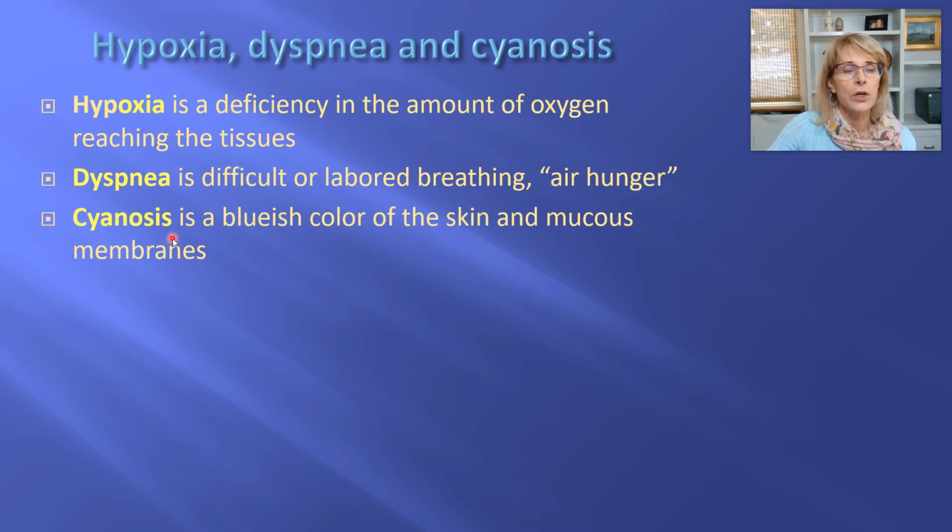Let's talk about cyanosis. Cyanosis is a blue color of the skin and mucous membranes. Mucous membranes, those are your gums or the inside of your mouth or the inside of your eyelid. So if that starts to look blue, that is called cyanosis. And cyanosis is a sign that at least that part of the body has severe hypoxia, right? If a patient's face is turning blue, they are severely hypoxic. You don't need a pulse oximeter to measure that.